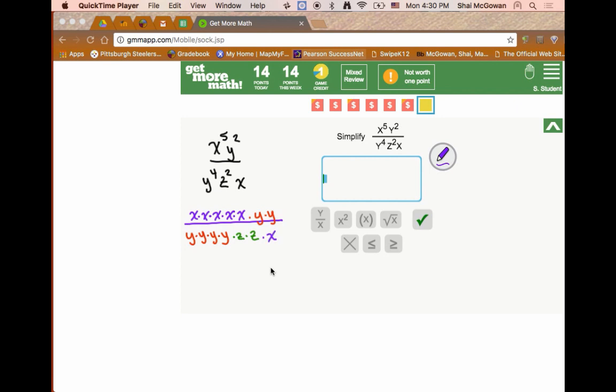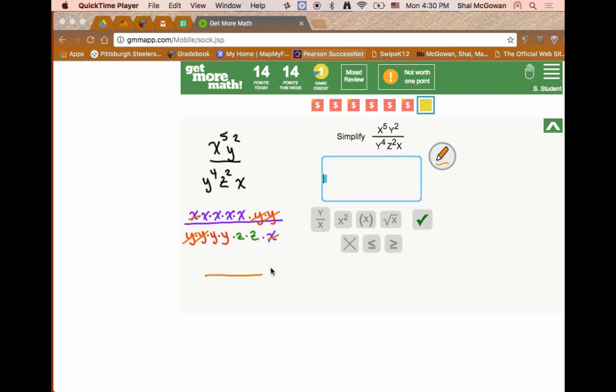So now we have to cancel. If we see at the top, we have an x on top and an x on bottom. That's all we can do with our x's. Now let's look at y's. We have 1 y up here, so that'll cancel with 1 y down here, 1 y up here, 1 y down here. And so now let's write what our answer is.